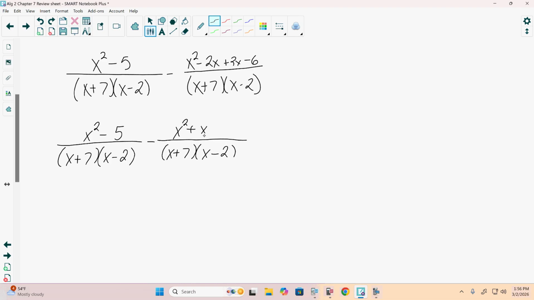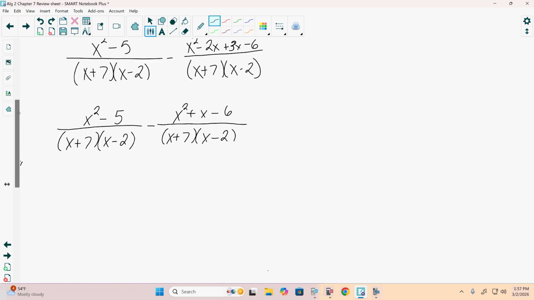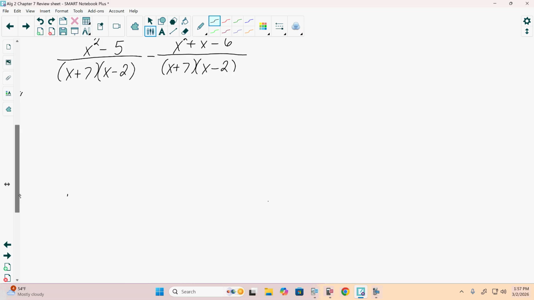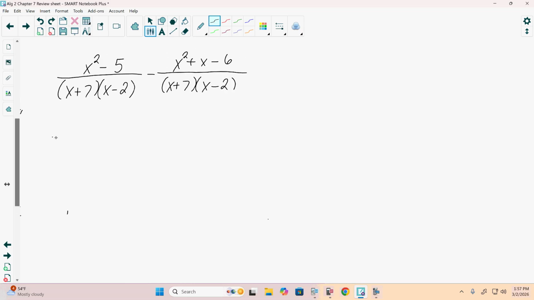Now, before we start actually combining like terms, adding, subtracting, it would be helpful for us to combine like terms, that negative 2x and positive 3x. Negative 2x plus 3x gives us positive x. Questions on how we got here? Now that the denominators are the same and the numerators are simplified as far as possible, we're going to subtract these two rational expressions.